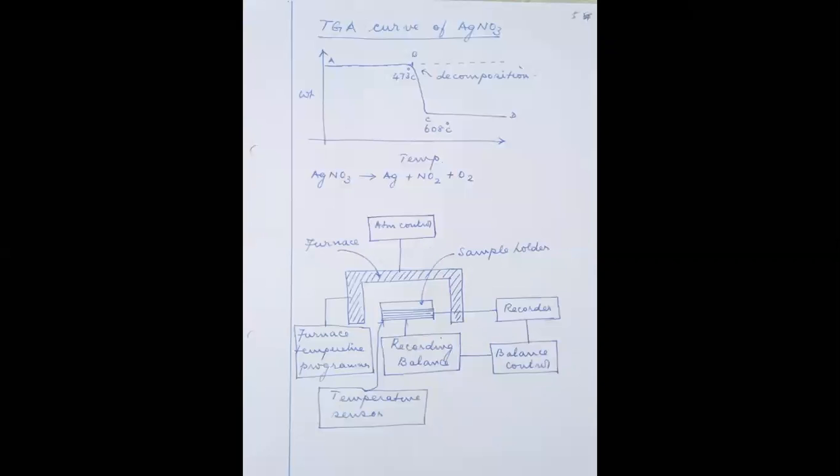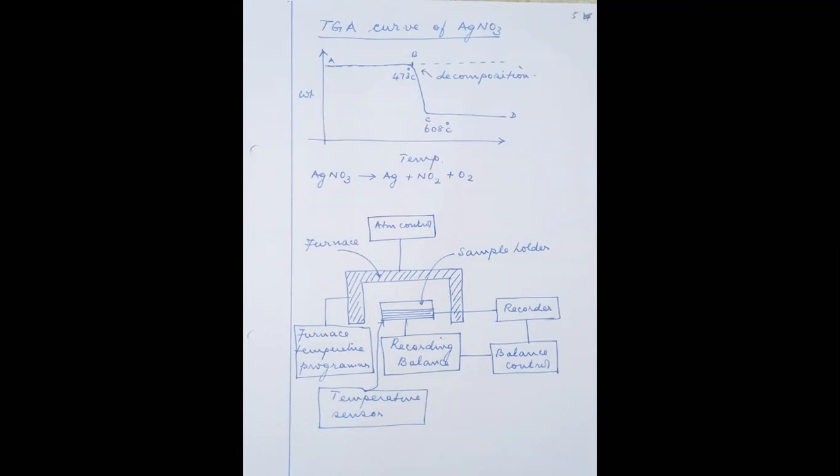And if there is no volatile product, so in the previous case we have seen the silver nitrate is decomposed and the nitrogen dioxide and oxygen are liberated. Here the nitrogen dioxide and oxygen are volatile substances, therefore they are escaping from the solid state, and hence there is a reduction in the weight of the substance.